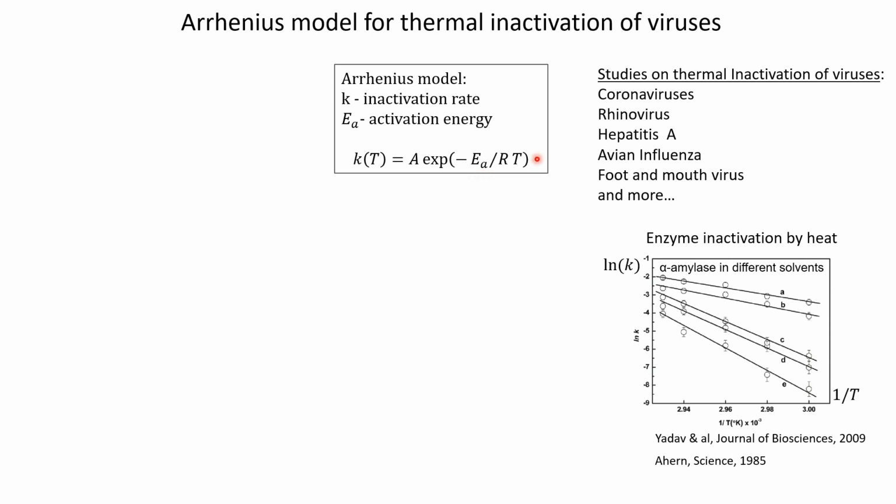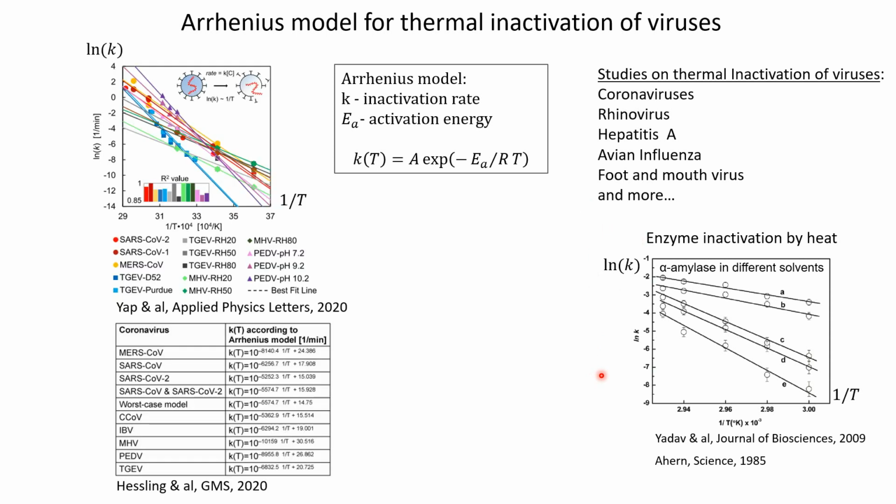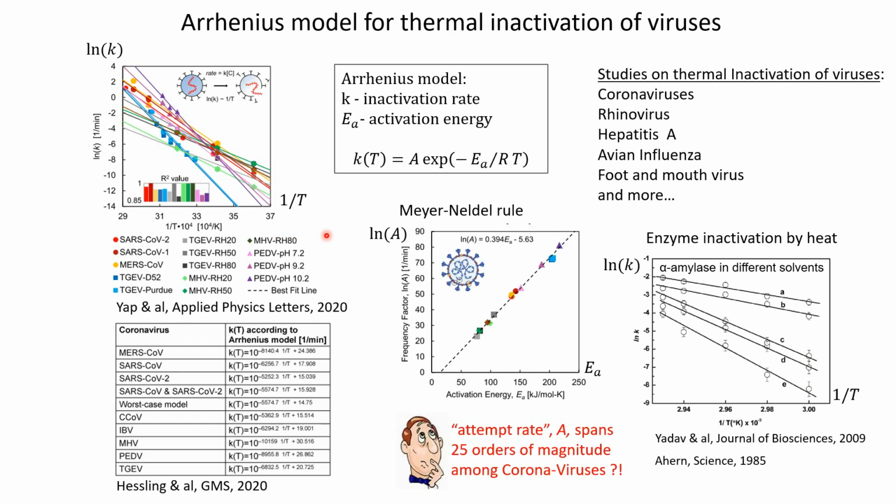Studies on thermal inactivation are found for many viruses, but also enzyme molecules can be fitted to our Arrhenius model, as demonstrated in the case of alpha amylase. The striking phenomenon, that the slope depends on the solvent, is not well explained in our Arrhenius model. Following the COVID-19 pandemic, data on thermal inactivation of coronaviruses was assembled, and the rates seemed to fit approximately to our Arrhenius linear slopes. When the constants A and EA from these Arrhenius fittings are presented in a plot, the points sit on a single line, a phenomenon called the Meyer-Nelder rule.